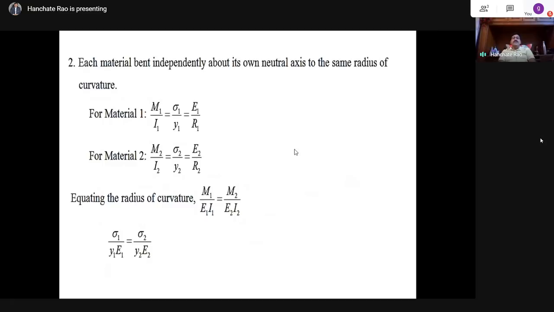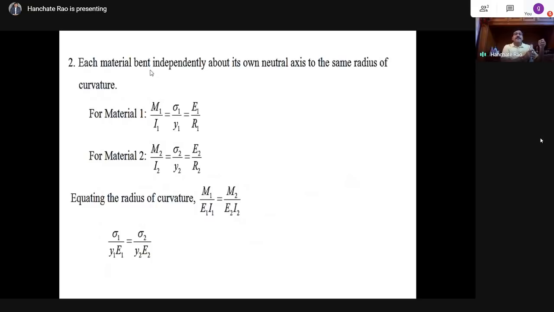So the radius of curvature remains the same. That is why M1 by E1 I1 is equal to M2 by E2 I2, or sigma 1 by E1 y1 is equal to sigma 2 by E2 y2. This is valid for flitched beams. For flitched beams, you have to consider this concept. The concept is each material will bend independently about its own neutral axis to the same radius of curvature. So the radius of curvature is the same for both materials.